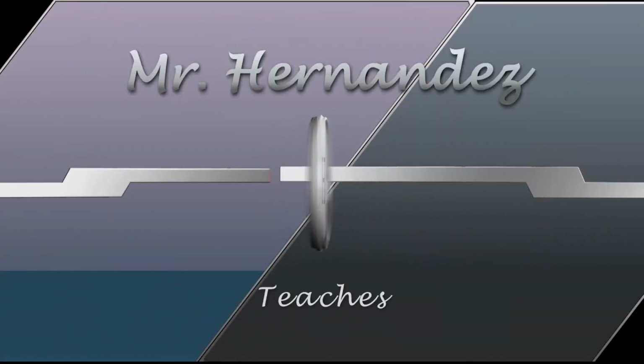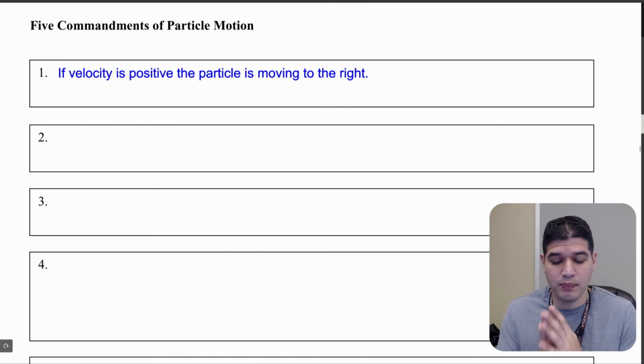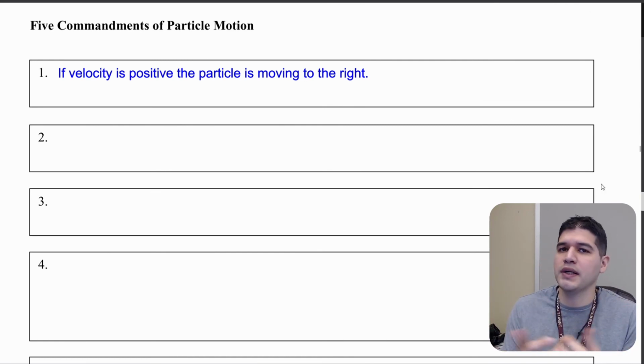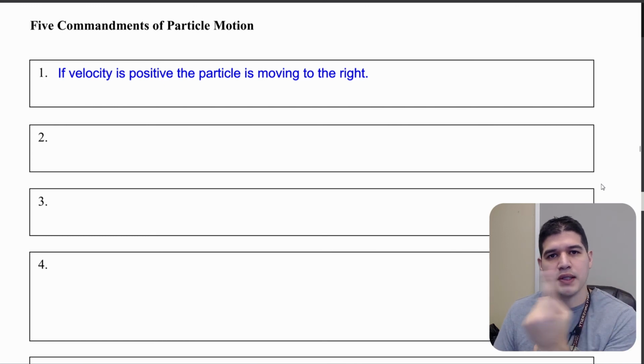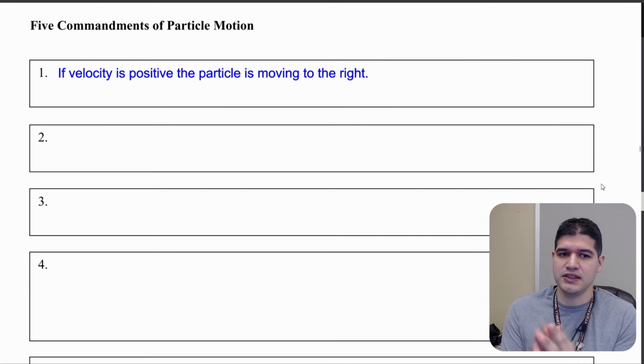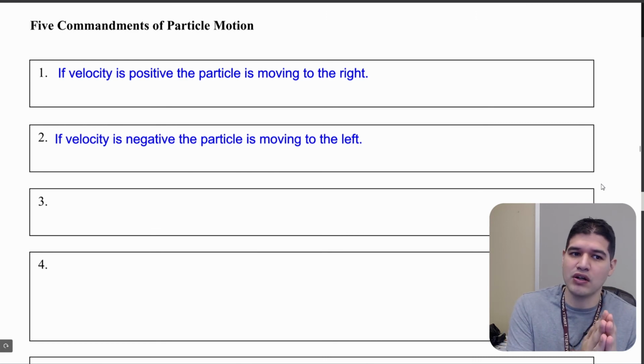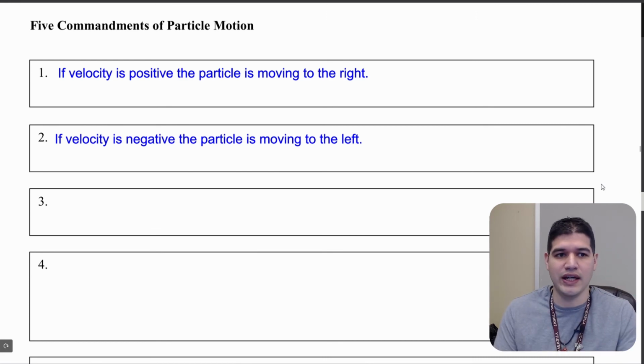So the first commandment is that if velocity is positive, the particle is moving to the right. One thing you want to keep in mind when we're talking about particle motion is, again, we're talking about the particle moving along the x-axis. So if velocity is positive, we know we're going to the right on the x-axis. Now, the opposite is also true. If velocity is negative, the particle is moving to the left on the x-axis.